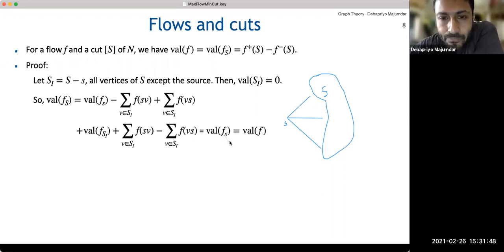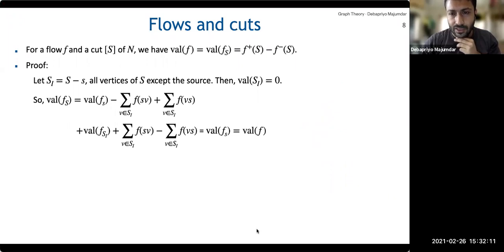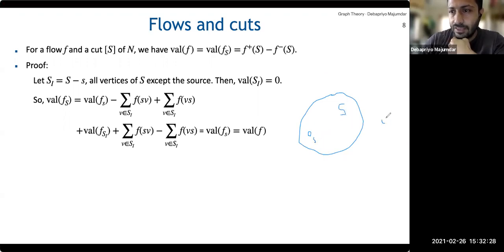Intuitively, what does it mean? The val of the source is nothing but how much flow the source is generating. Now, if you take any subset of vertices containing the source, but not the sink, then the value of that subset also must be the same. So in other words, if we draw this again, this is a source, and I take another subset of vertices which is bigger than this. So this is my capital S, this is my small s, and my sink is here.